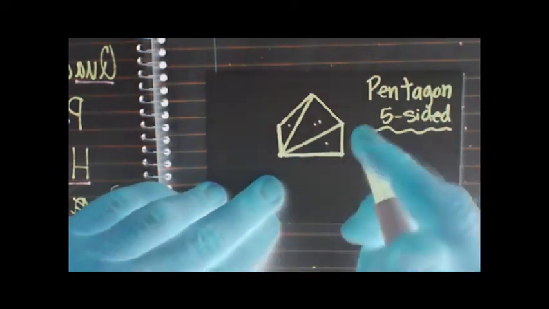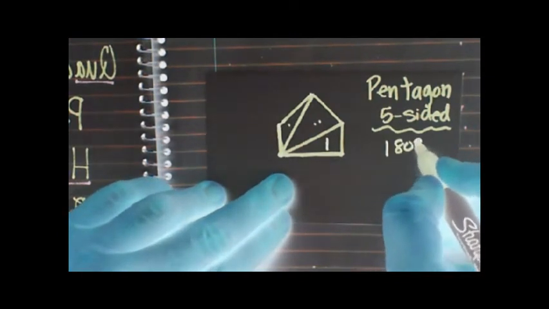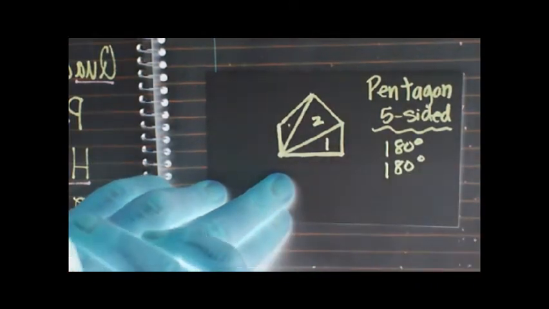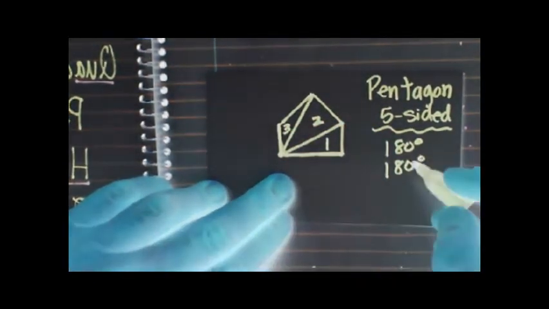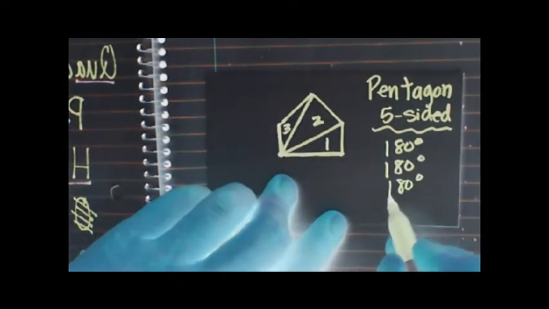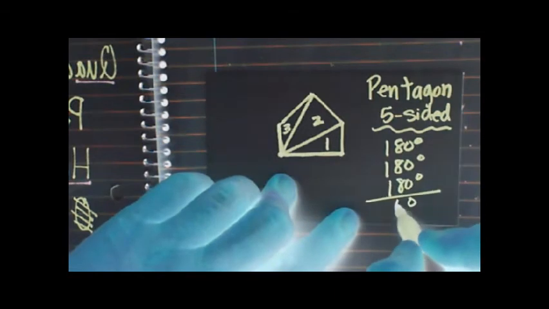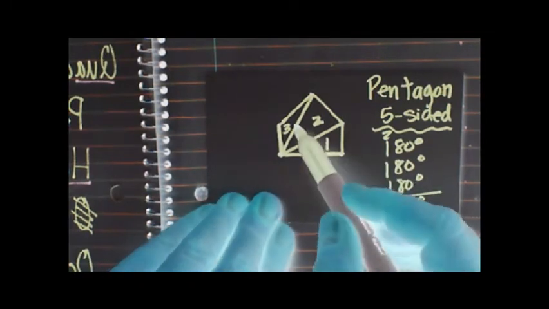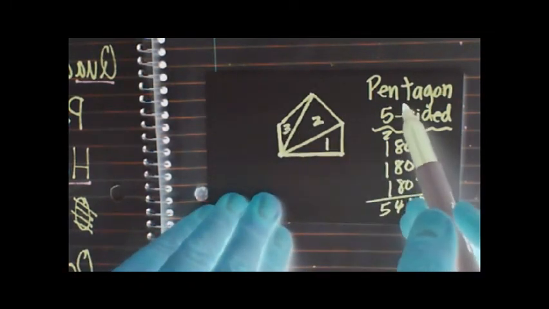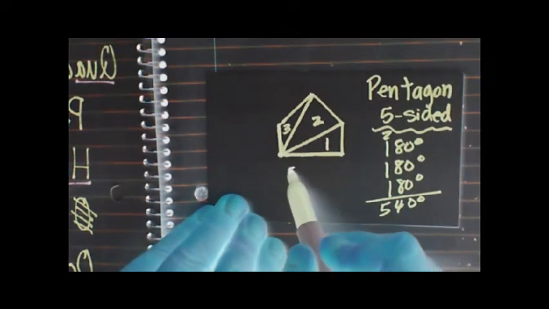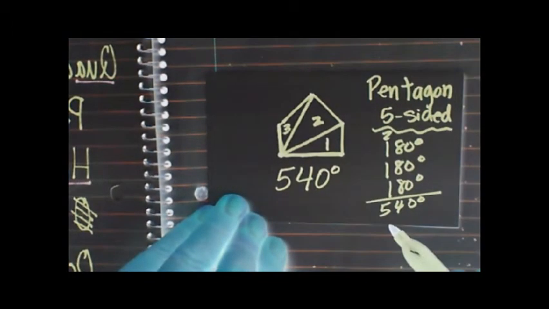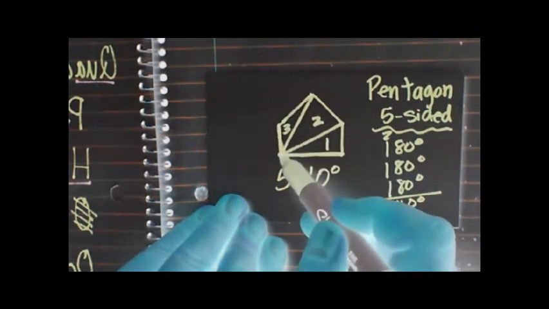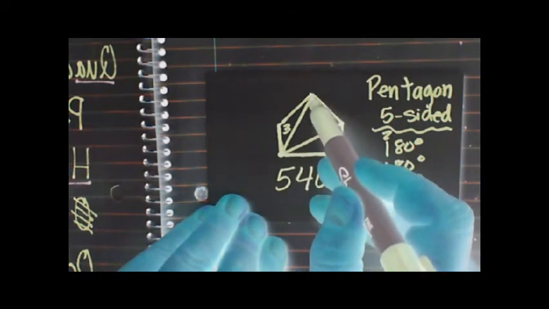The interior angles of this triangle, we'll call it 1, is 180. We'll call this triangle 2. It has 180 degrees interior angles. And we'll call this little guy here 3. He also has 180 degrees total. So if we add those all up, we have 0, 4, 2, carry the 1, so 540 degrees. The interior angles of a pentagon, a 5-sided figure, equal 540 degrees.